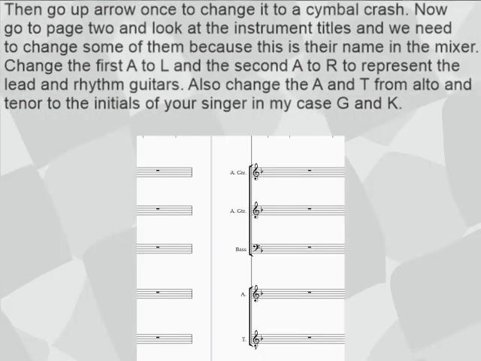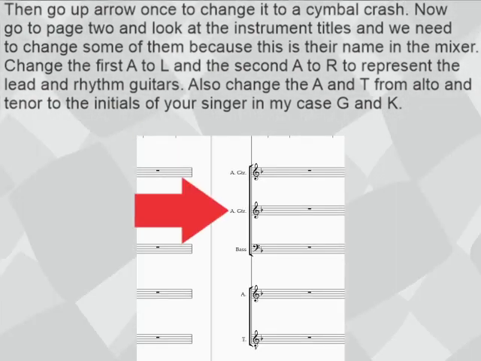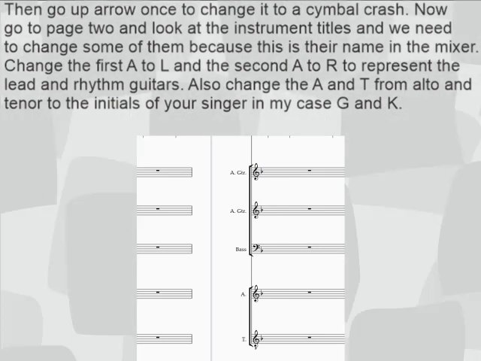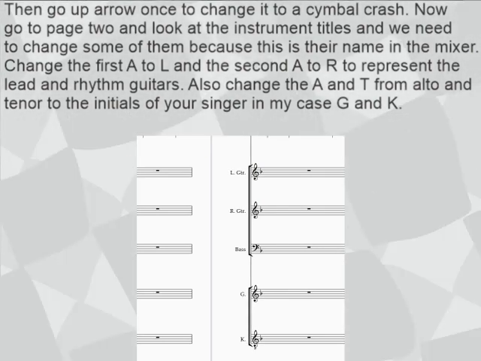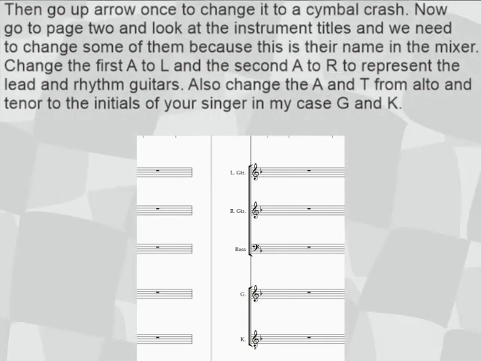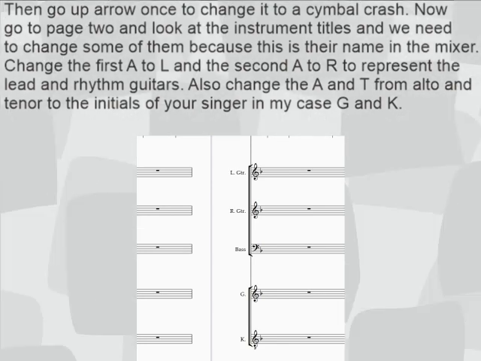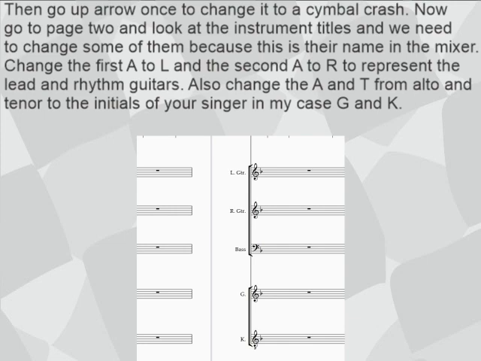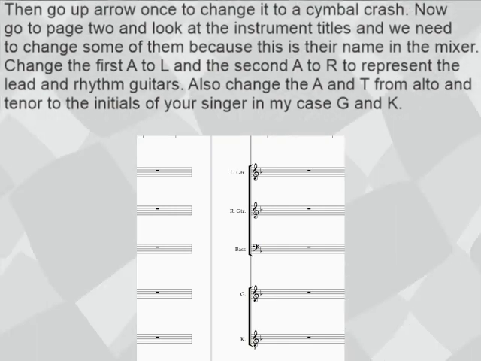Now go to page 2 and look at the instrument titles, and we need to change some of them because this is their name in the mixer. Change the first A to L and the second A to R to represent the lead and rhythm guitars. Also change A and T from alto and tenor to the initials of your singers, in my case G and K.